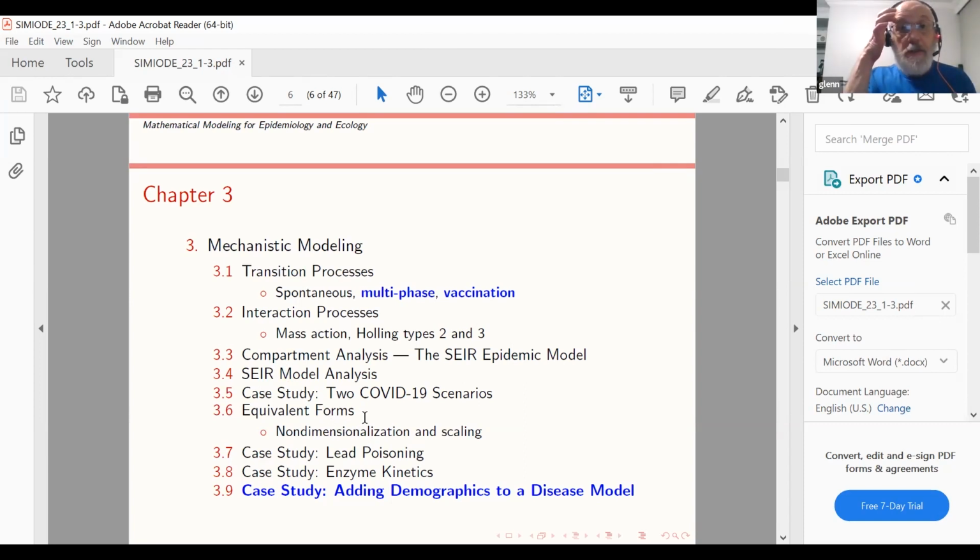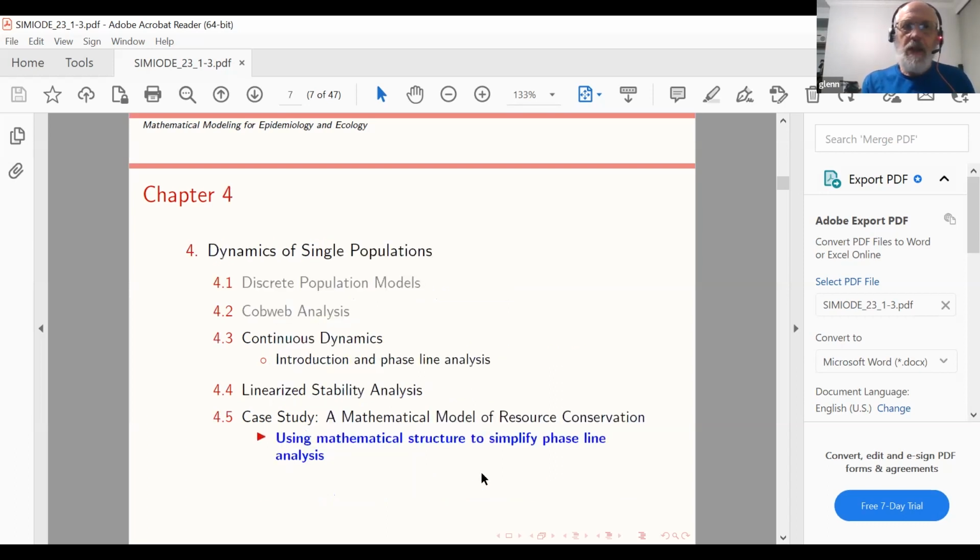I consider section 3.6 to be one of the most important in the book because this is where you learn scaling. And then the chapter ends with 3 case studies. The last one, adding demographics to a disease model, is again something I will talk about later in this talk.